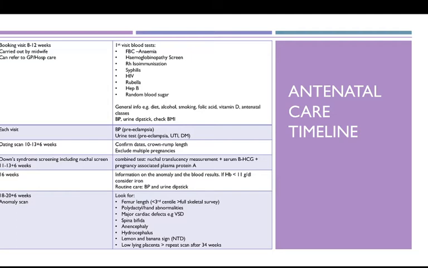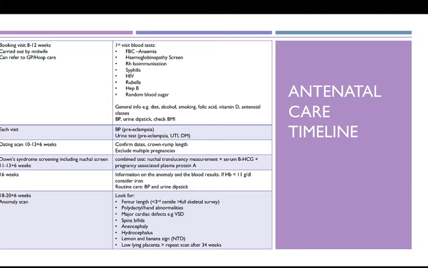check for anemia, a hemoglobinopathy screen, so to look for sickle cell or thalassemia. Your rhesus status is checked as well. You're checked for syphilis, HIV, rubella, Hep B. You have a random blood sugar as well. At this appointment, you're given general info on diet, alcohol, smoking, folic acid, vitamin D, and given advice on when antenatal classes are and things.